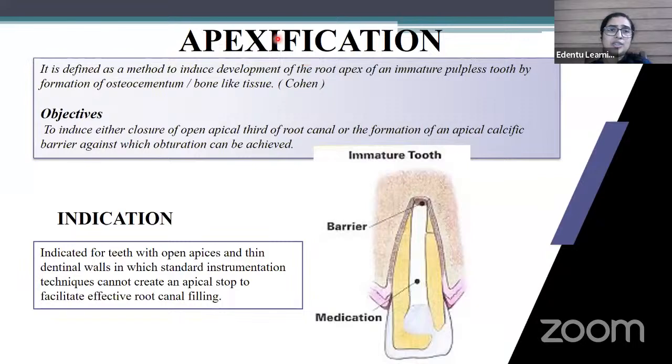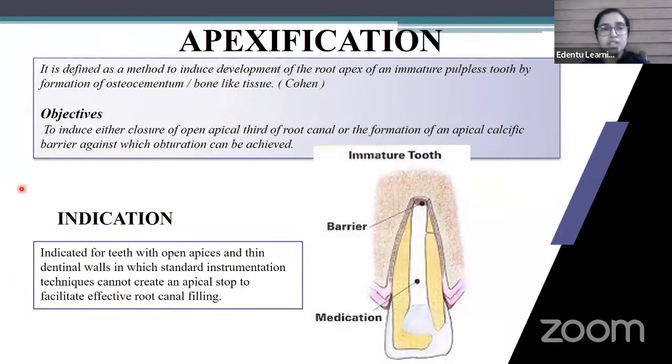Yeah, now getting on into the apexification. It is defined as a method to induce the development of the root apex of an immature pulpless tooth. Okay, so this is something that you have to know. Pulpless, which means that it is a non-vital tooth, by the formation of osteocementum or a bone-like tissue. So basically, apexogenesis is for a vital immature tooth and apexification is for an immature pulpless tooth. Whenever there is no life or whenever it is dead, we have to go with the apexification procedure, wherein we are trying to put an external barrier and then artificially close it. So that, in simple terms, is what is called apexification.